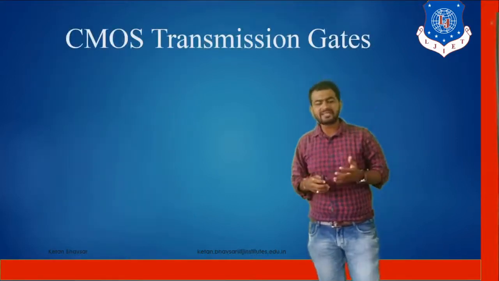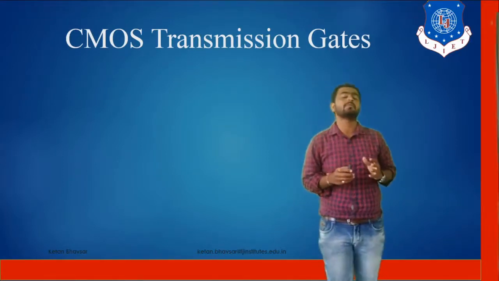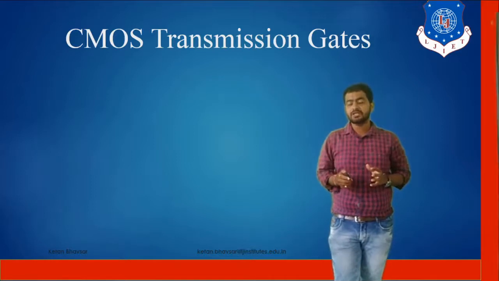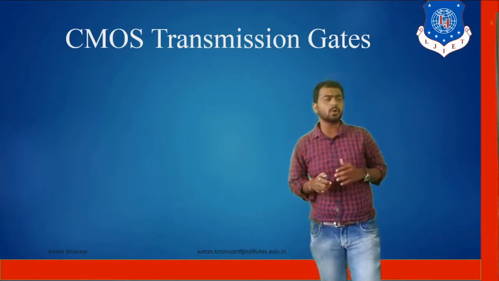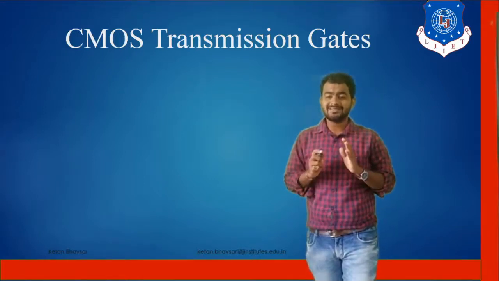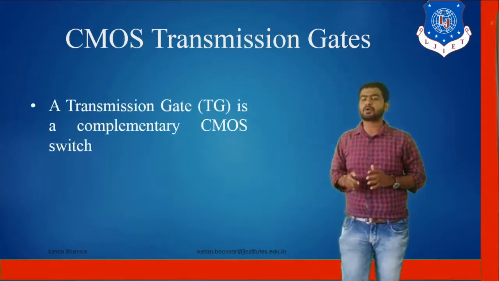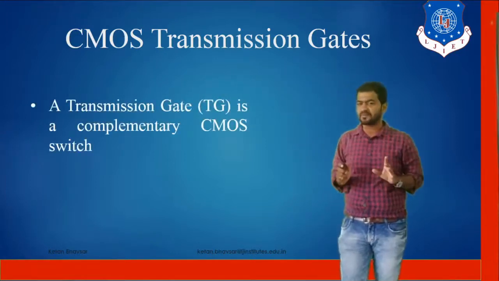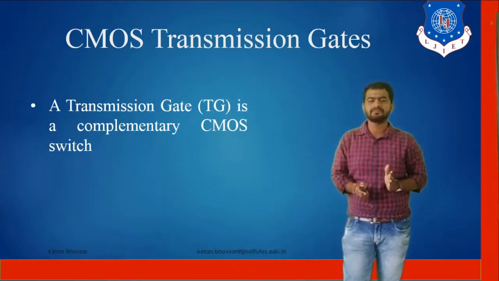Now we are talking about the next topic, and it is a most important topic about CMOS. It's talking about the transmission gate. Now, what exactly is a transmission gate? We can say that the transmission gate is totally opposite in operation as compared to a CMOS configuration. As you can see, the transmission gate is a complementary CMOS switch. First of all, make sure that the transmission gate is totally opposite to CMOS.